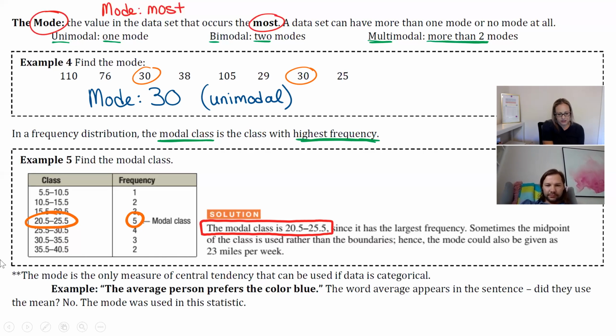Okay, so just a couple extra things. The mode is the only measure of central tendency that can be used if the data is categorical. If you were to hear a statistic like the average person prefers the color blue, well, colors are categories. So we obviously didn't do any numerical calculation to figure that out. That tells you that the mode was used in order to come up with that statistic. The average person prefers the color blue just means that more people preferred blue out of any other color.